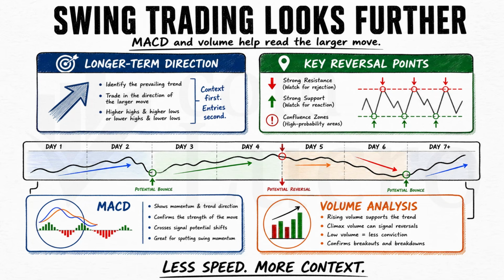If you're a day trader, you need tools that react quickly and give you readable information in real time, which is exactly why moving averages and the RSI are so common in intraday work. If you're a swing trader, your priority is different. You're looking for longer-term direction and key reversal points, so indicators like the MACD or volume-based tools tend to serve you better.